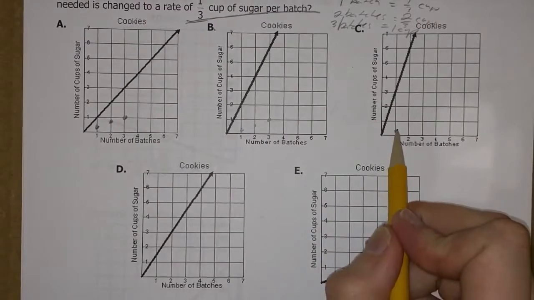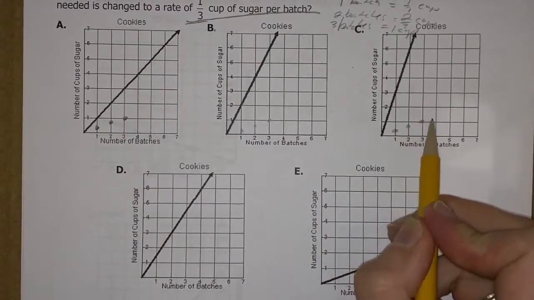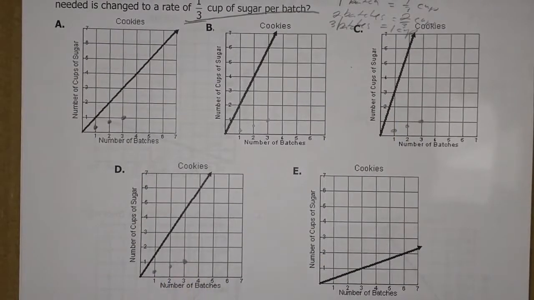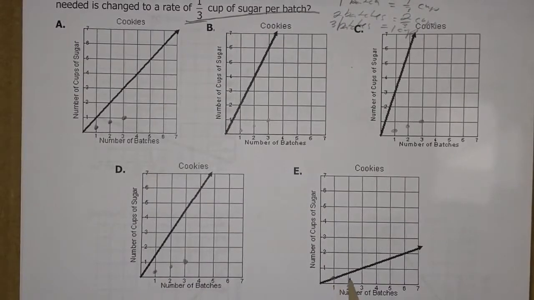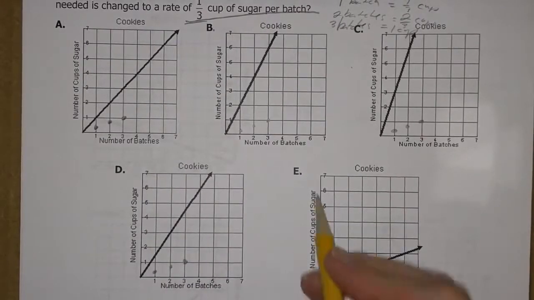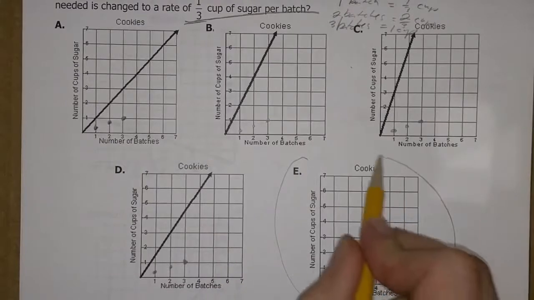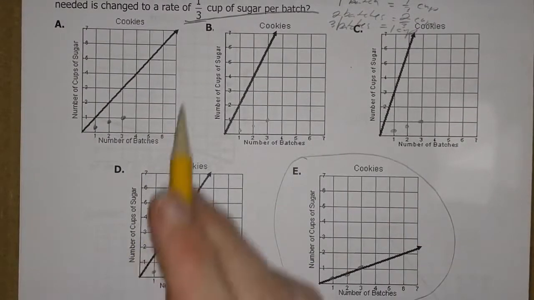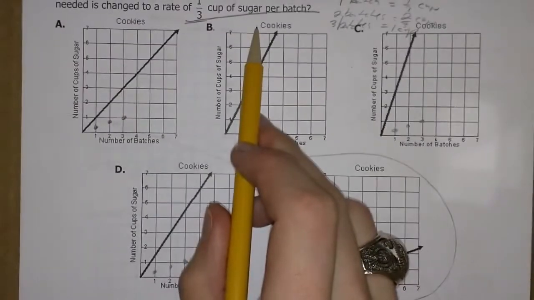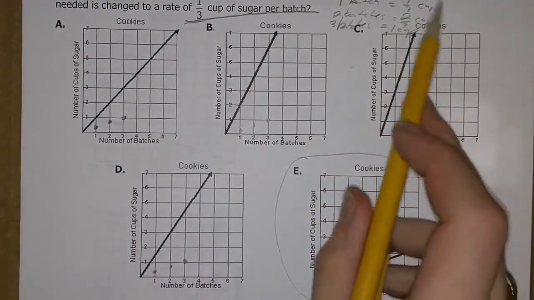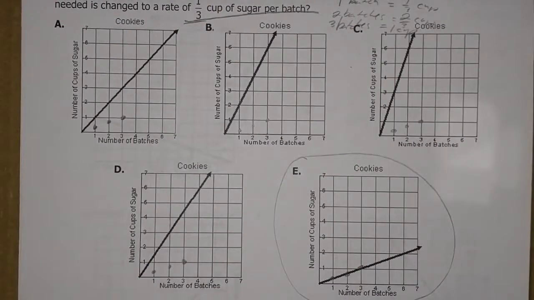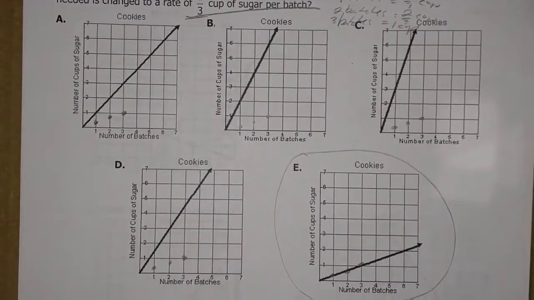C, we have 1/3, 2/3. Nope, C doesn't work either. 1/3, 2/3, 1. That doesn't match. Looks like this one is pretty close though, so E is the choice that matches. Okay, so I took what they told me, 1/3 a cup of sugar per batch. What does that mean to me? And then I'm just trying to relate it, make sure that it matches.